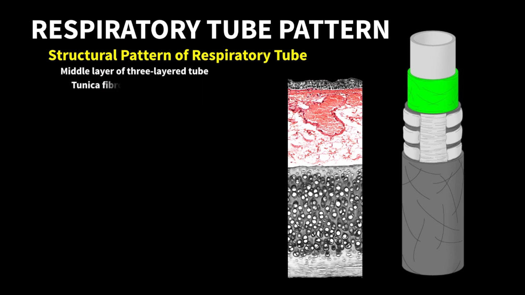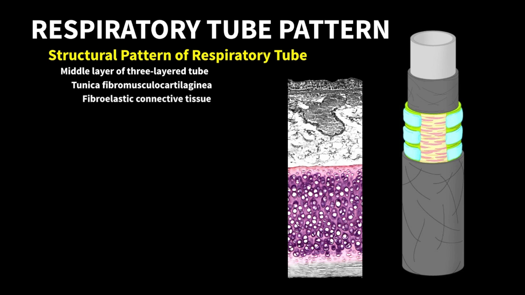The middle layer of the tubular wall is named the tunica fibromusculocartilaginea, the longest single word in anatomy. While this name is long and a bit intimidating, it really is a great name because the name describes each of its tissue components. Fibro refers to the fibroelastic connective tissue in the wall. Musculo refers to the smooth muscle found within this layer. And cartilaginea describes the hyaline cartilage that reinforces the middle layer of the wall.